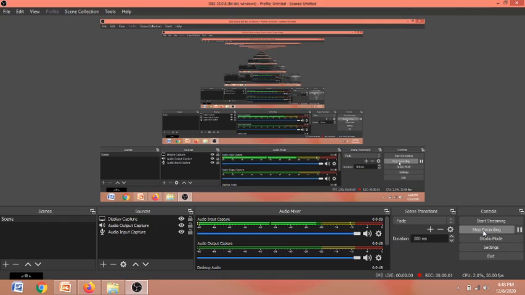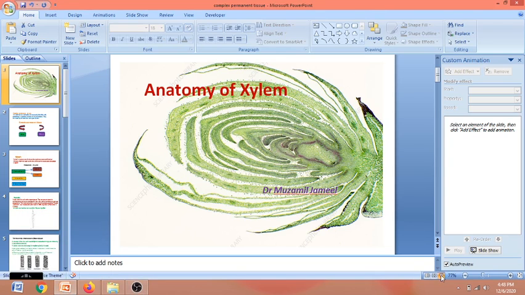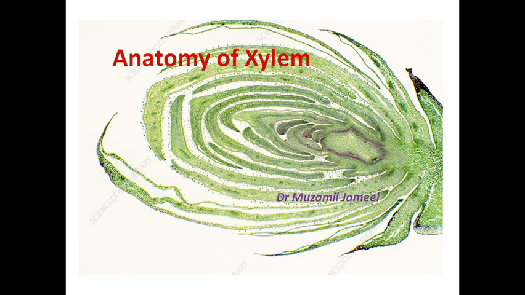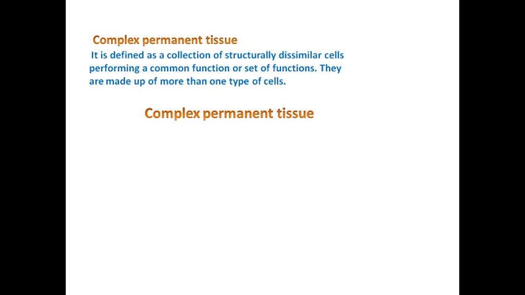Hello everyone. Today we'll be starting with our next topic, that is the anatomy of xylem. Earlier in this chapter we have studied about the simple permanent tissue. Now today we'll be studying about complex permanent tissue.